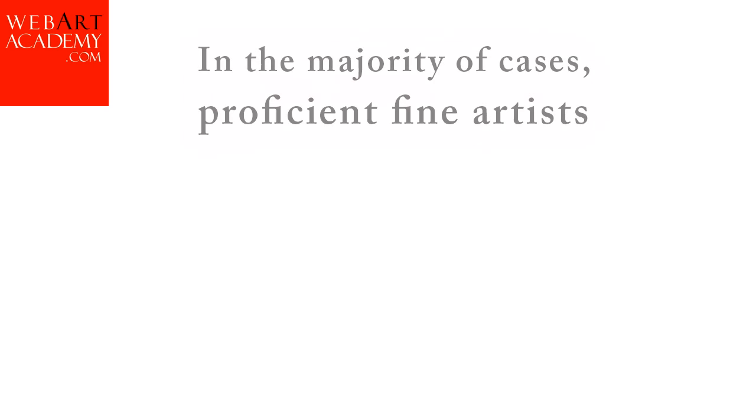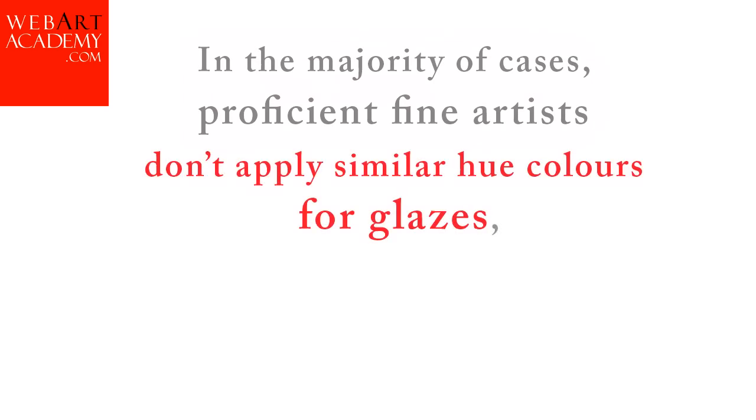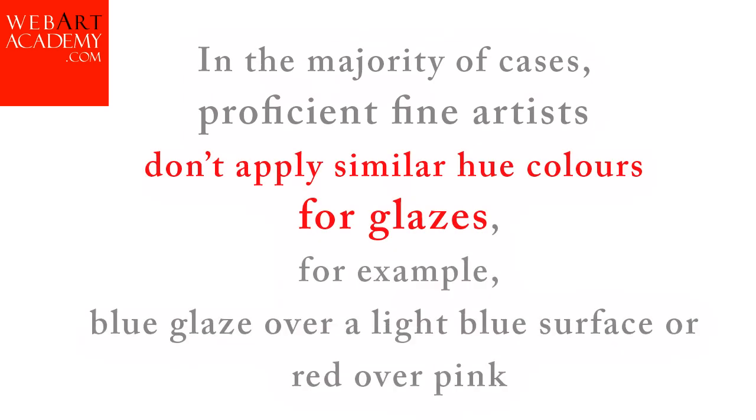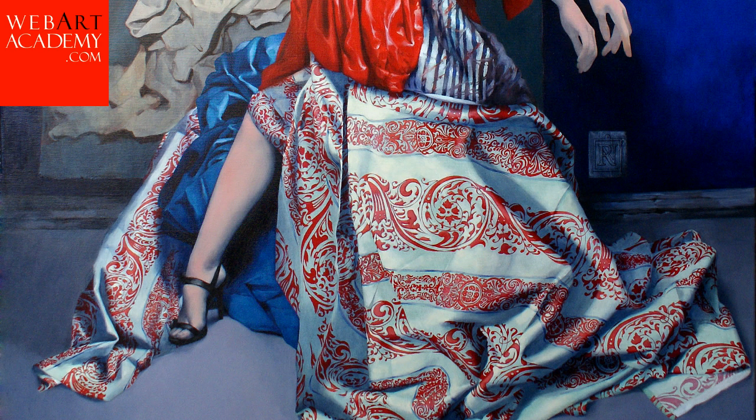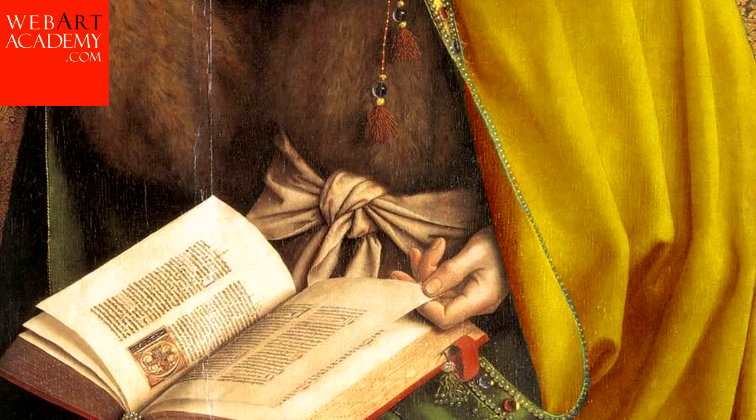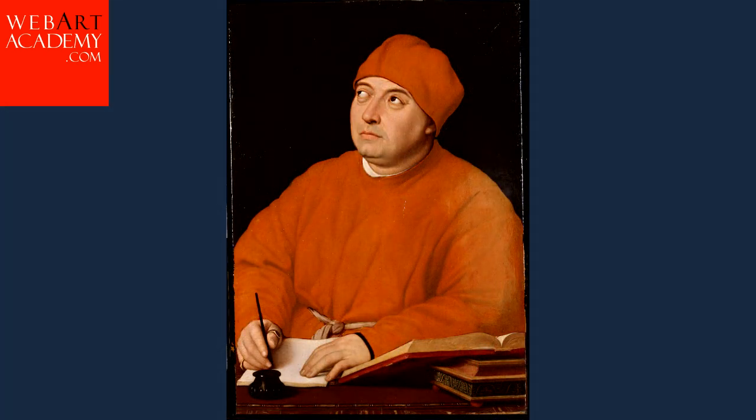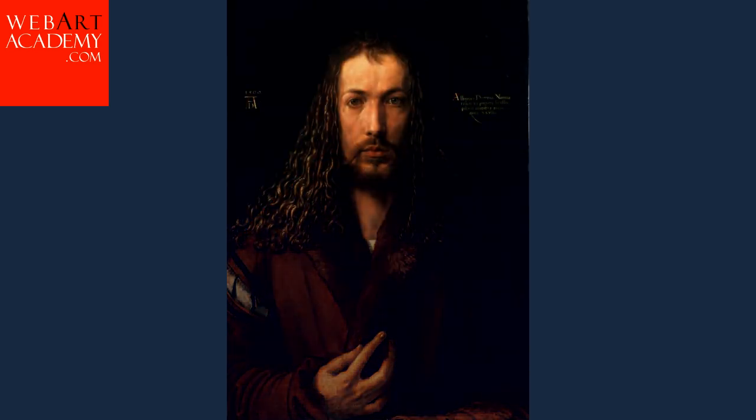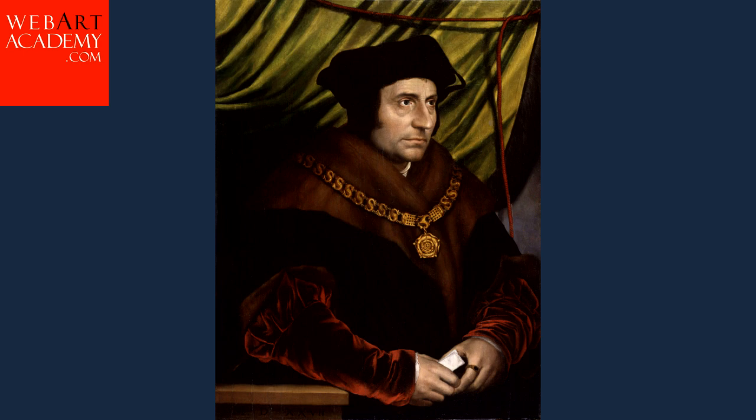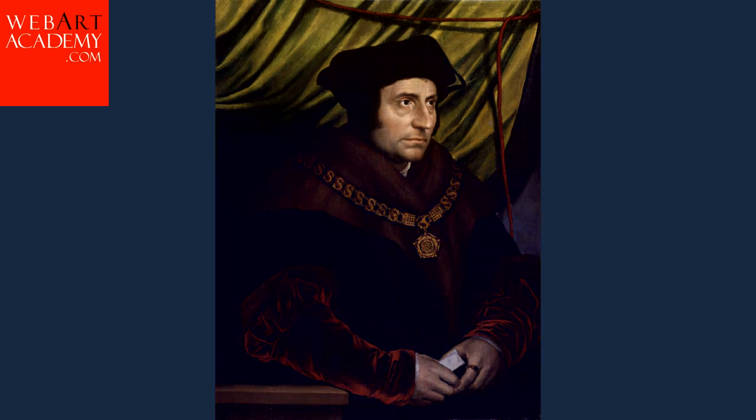In the majority of cases, proficient fine artists don't apply similar hue colors for glazes. For example, blue glaze over a light blue surface, or red over pink. Instead, they use harmonic color combinations, which gives a one-step shift on the color spectrum. For example, blue color can be applied over green, green over yellow, yellow over orange, and so on. Glazing on top of dark underpainting reduces brightness even further. For example, ultramarine applied on top of burnt sienna will result in a deep, dark tone.